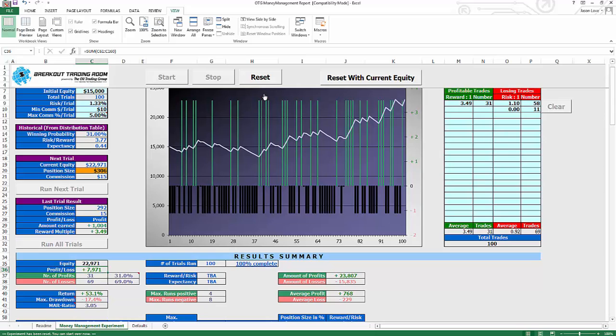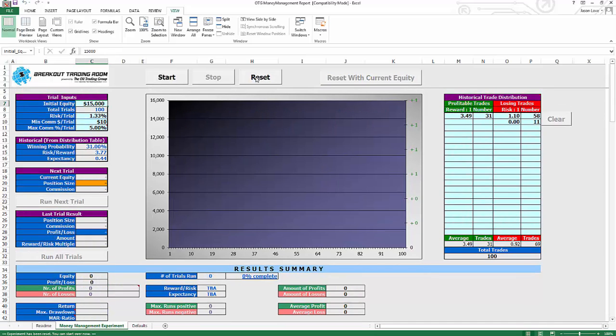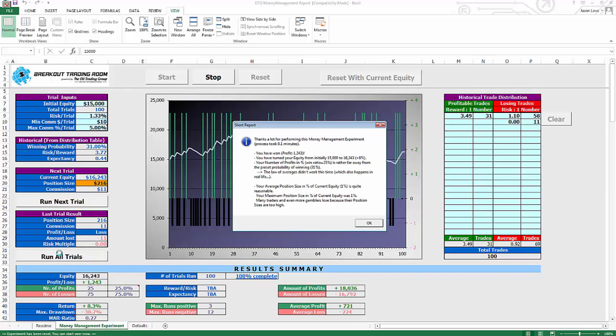So, all right, you say, well, I'm not convinced. Okay, let's just reset it. We're not going to reset it with current equity. We're just going to reset it. We're going to hit start, and we're going to run all of those random trials again. Takes about 15, 20 seconds. These are your random trials, randomly distributed out over those deals.